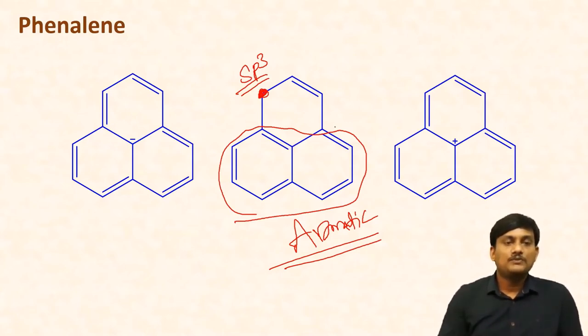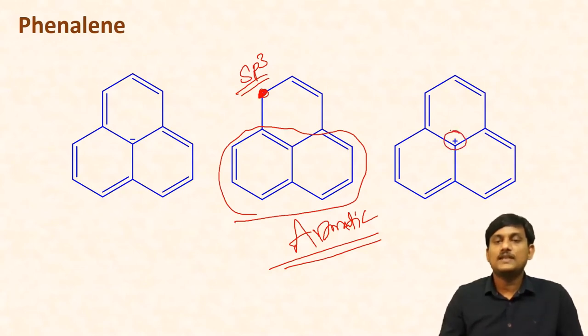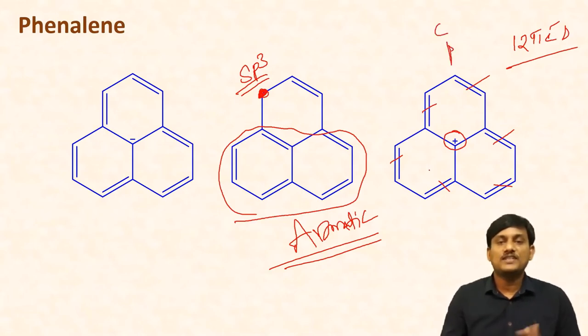And if you take the cation and anion, you are bridging 12 annulene. The 12 annulene can be converted into phenalene, and the phenalene can be converted into its anion and its cation. Suppose you take the cation. How many pi bonds are in conjugation? 1, 2, 3, 4, 5, 6. So 12 pi electrons are in conjugation. It's cyclic planar with 12 pi electrons in conjugation, so it's anti-aromatic.